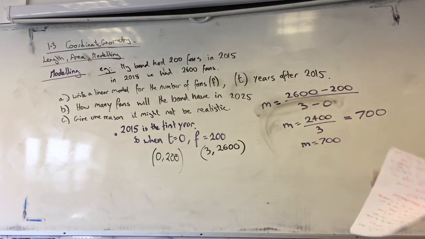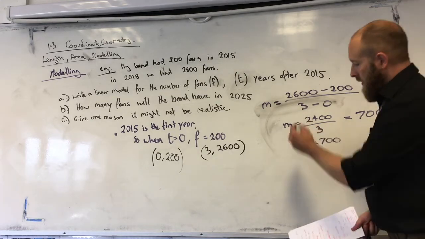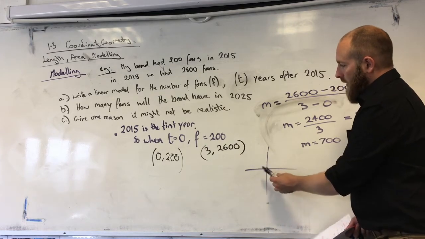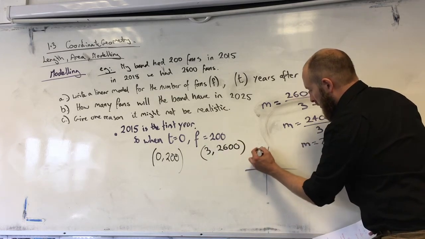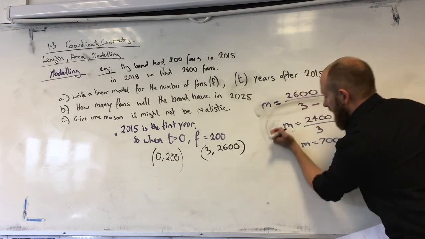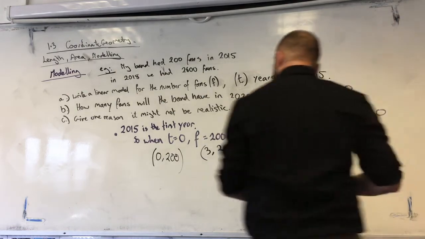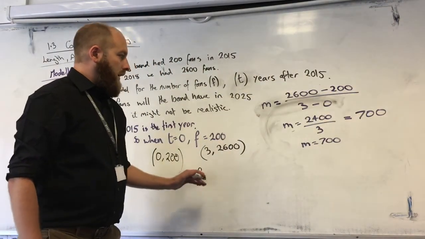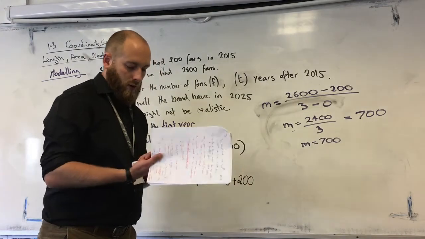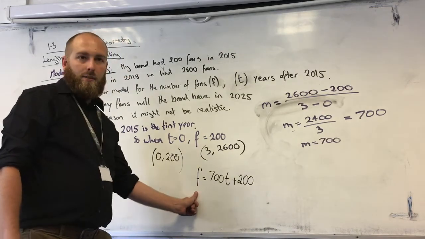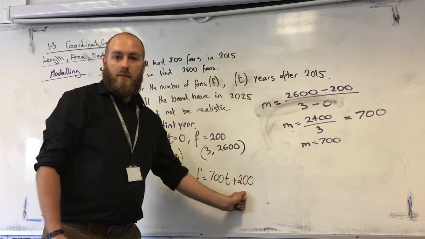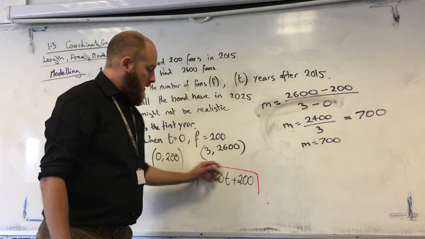So my gradient is 700. What's my y-intercept going to be? If you think about a graph, the y-intercept is the y value when x is 0. Our initial value is 200, so our graph is going to have 200 there and a gradient of 700. So as an equation we can say f equals 700t plus 200. That's our model. It tells me the number of fans my band has: 700 times the number of years after 2015, plus 200. So that's part A done.